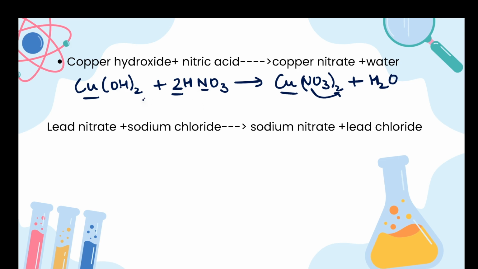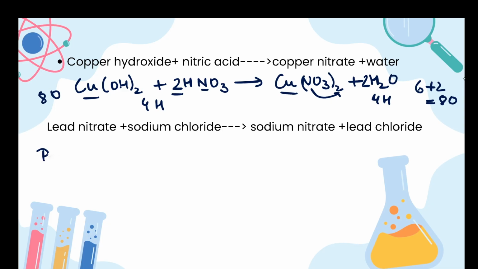Hydrogen is 2 plus 2, 4 hydrogen. Here how to make it 4? We will place 2 here. So here also hydrogen becomes 4. Oxygen is how much? 3 2s are 6 plus 2, 8 oxygen atoms. And here how many oxygen atoms are there? 3 2s are 6 plus 2. Here also 8 oxygen atoms are there. So the reaction is balanced.